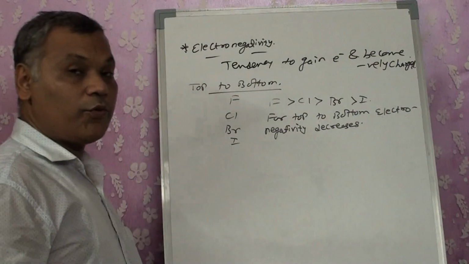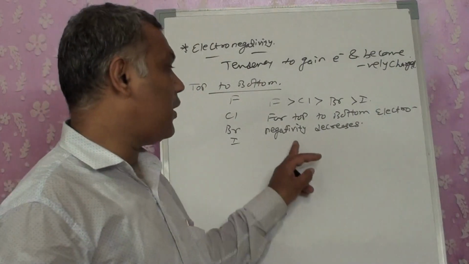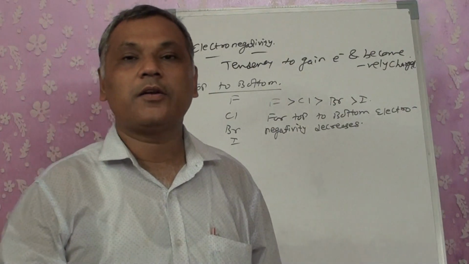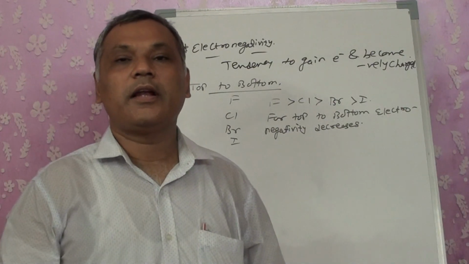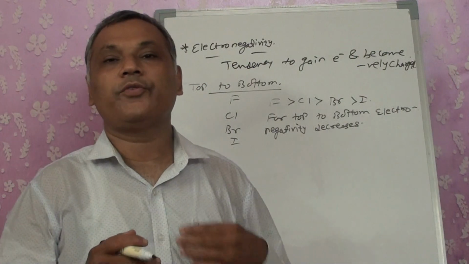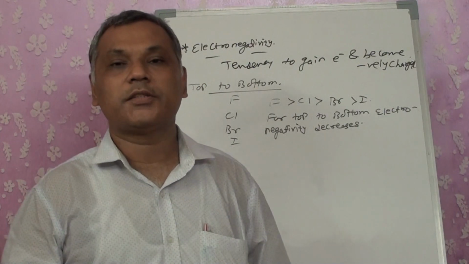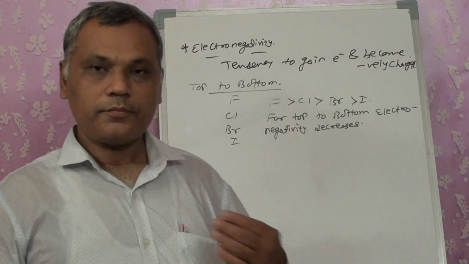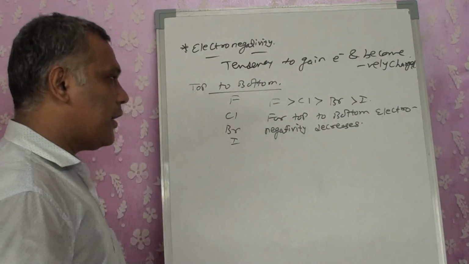Now, what is the reason for the decrease in electronegativity? Size. Atomic size increases. As the atomic size increases, the force of attraction between the nucleus and the electrons decreases, and because of it, the tendency to donate electrons increases. The tendency to gain electrons decreases.